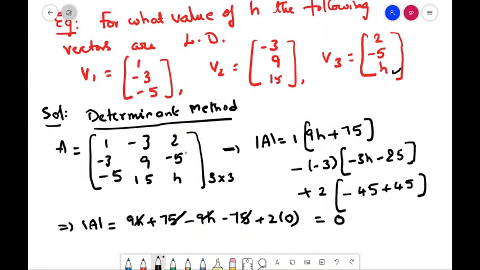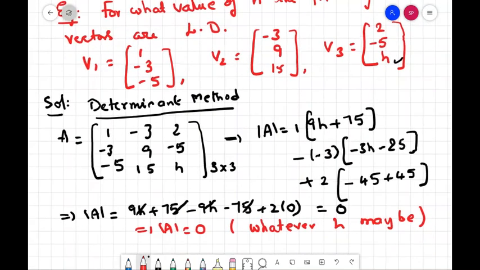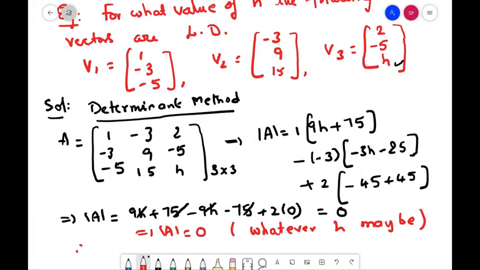So you are getting that det A is equal to 0, whatever the value of h may be. What do you mean by that? These vectors are linearly dependent for whatever the value of h may be. Therefore, they are LD for all values of h.